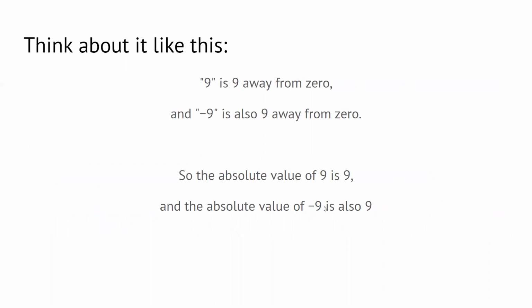Let's think about it like this. 9 is always going to be 9 away from 0, and -9 is always 9 away from 0. So the absolute value of 9 is 9, and the absolute value of -9 is also 9.